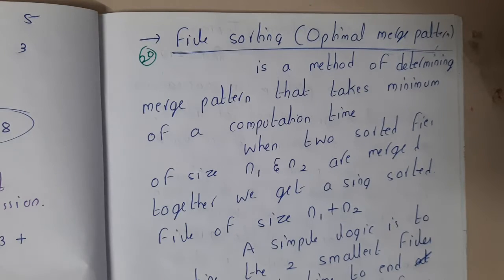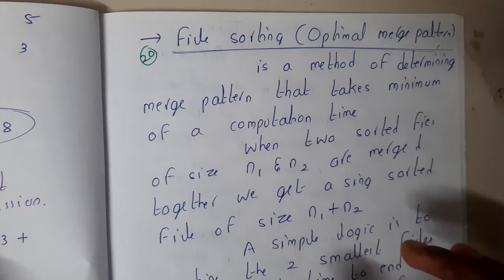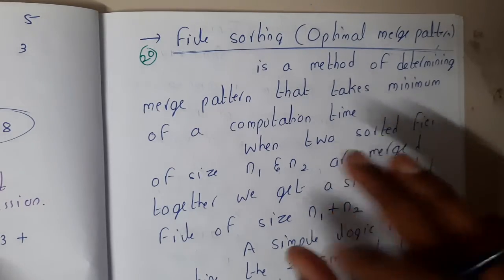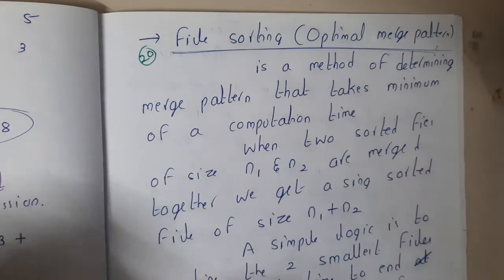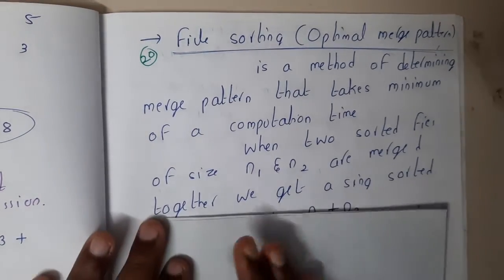So the concept here is, assume that you are having two files with some number of lines. Now you want to combine both of them into a new file. Remember, I am not combining them internally. I am combining them into a new file. So in this whole process, how many movements will you be doing?